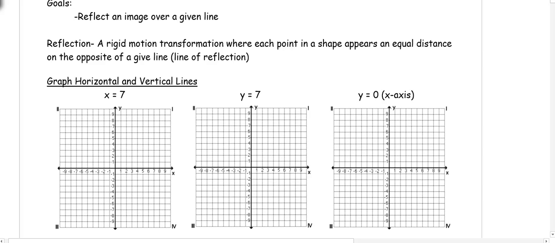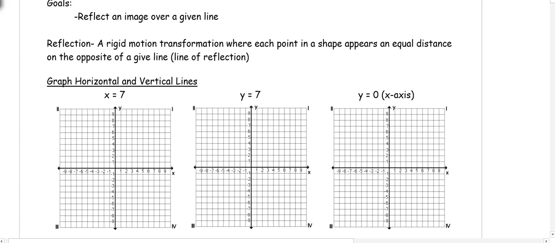This video is about reflecting an image over a line. A reflection is a rigid motion transformation where each point in a shape appears equidistant on the opposite side of a given line. This line is called the line of reflection. It's also thought about as flipping your figure over a line.